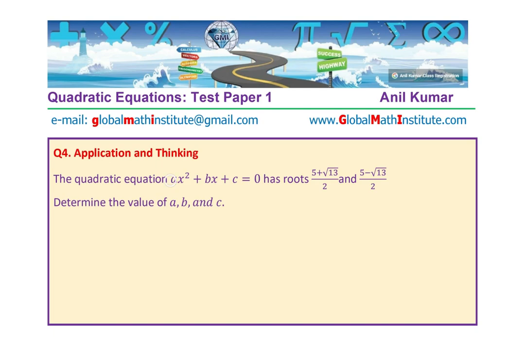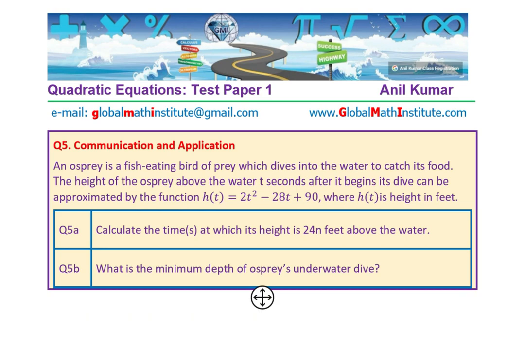Question number 4. A quadratic equation ax squared plus bx plus c equals 0 has roots (5 plus square root 3) over 2 and (5 minus square root 3) over 2. Determine the values of a, b and c. You have to find the equation from the roots. Question number 5.